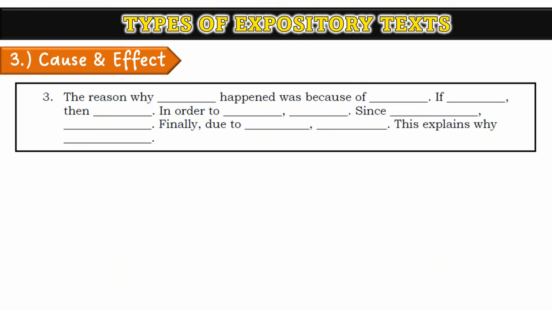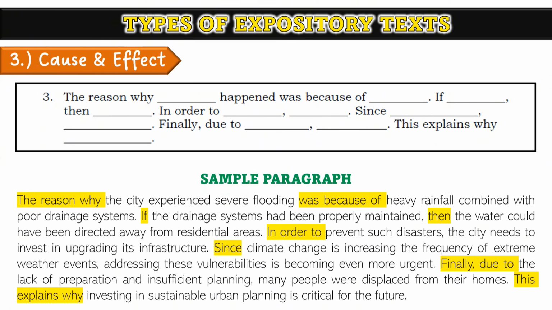Sample paragraph. The reason why the city experienced severe flooding was because of heavy rainfall combined with poor drainage systems. If the drainage systems had been properly maintained, then the water could have been directed away from residential areas. In order to prevent such disasters, the city needs to invest in upgrading its infrastructure.